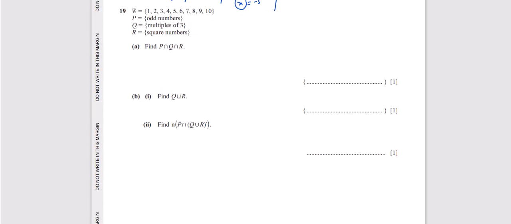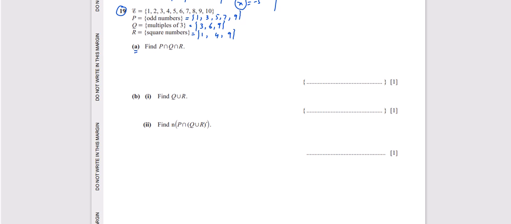Question number 19. Here is a universal set: 1, 2, 3, 4, 5, 6, 7, 8, 9, 10. Here P is the odd numbers, then the odd numbers are 1, 3, 5, 7 and 9. Q is the multiples of 3. Multiples of 3 are 3, 6 and 9. And R is the square numbers: 1, 4 and 9.